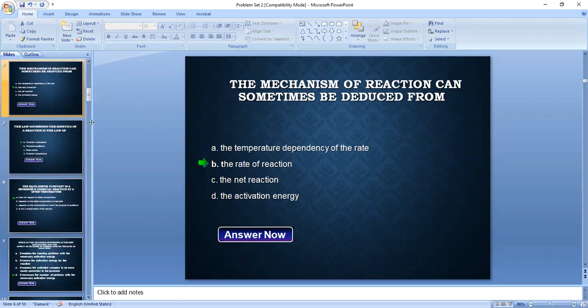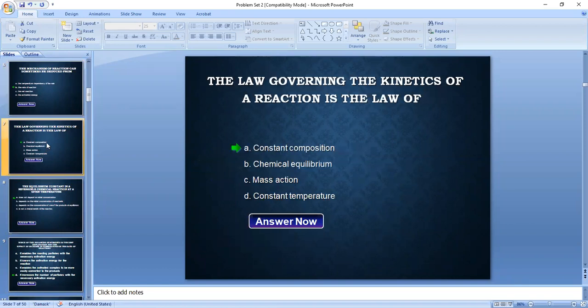Now the mechanism, okay, that's the question that we just answered. So the law governing the kinetics of reaction is the law of constant composition. So it's not chemical equilibrium, it is not mass action, it's not constant temperature, but rather constant composition. So it is the law governing the kinetics of reaction.